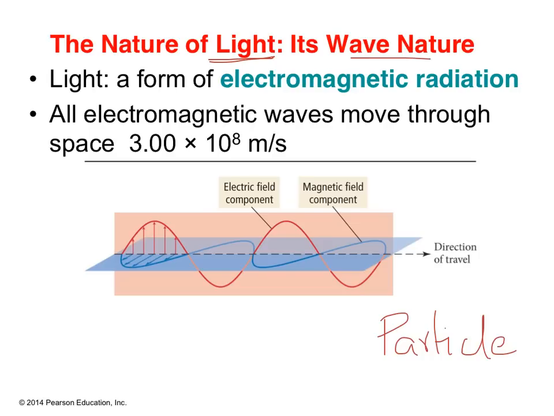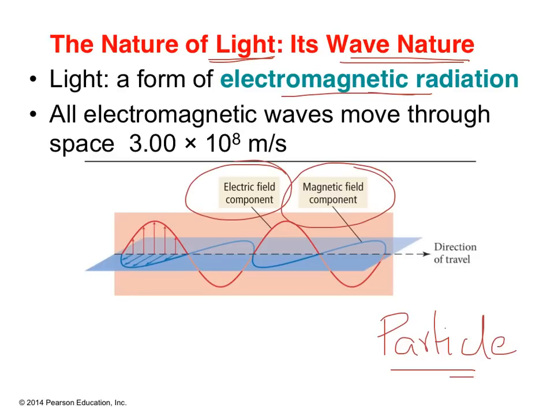It has a wave nature. It also has a particle nature. Now light is a form of electromagnetic radiation. Light waves are composed of perpendicular oscillating waves. One oscillating wave is an electric field component and the other one is the magnetic field component.